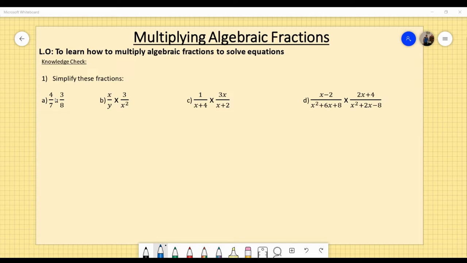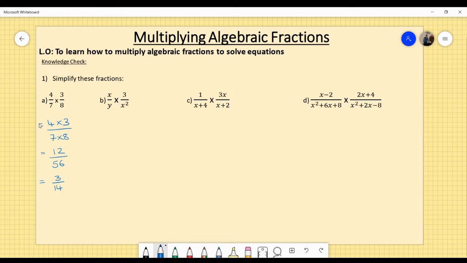Right, if we have a look then, hopefully you can remember whenever you multiply fractions, you just multiply the two numerators together and multiply the denominators together. So we can write it as 4 times 3 over 7 times 8, and then we can just work them out. So 4 times 3 will give me 12, 7 times 8 will give me 56, and then we just need to make sure it's fully simplified. So both of them are in the 4 times table, so if we divide them both through by 4, we will end up with 3 and 14, so 3/14 on that one.